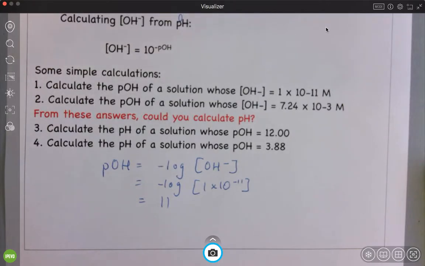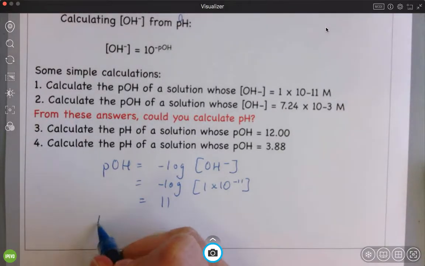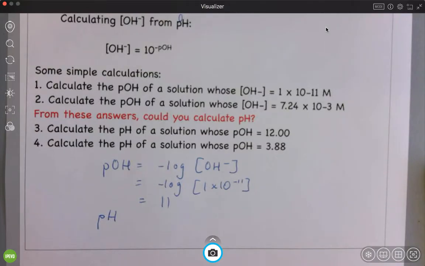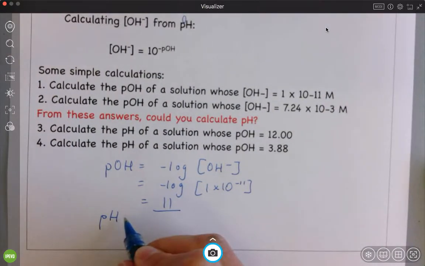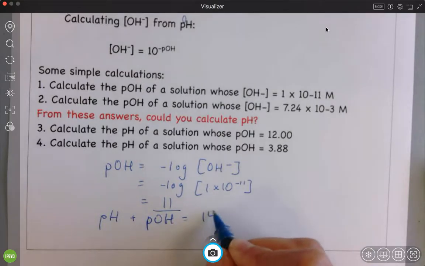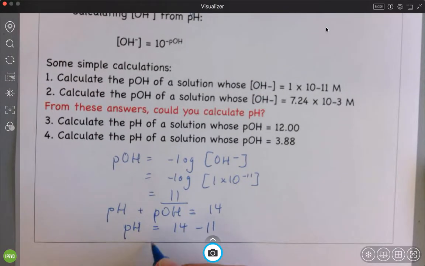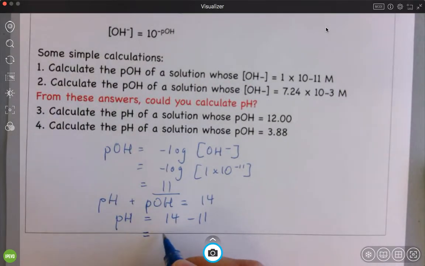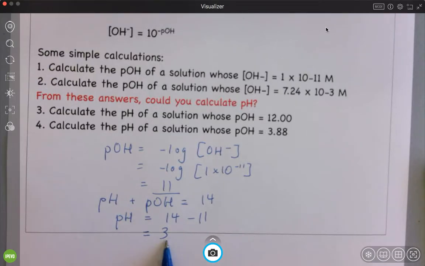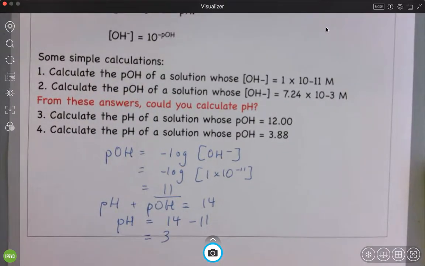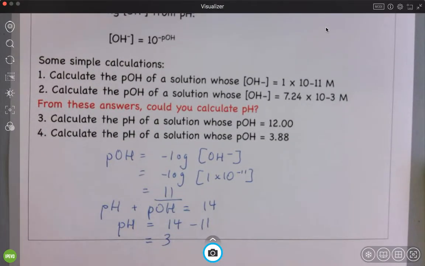Now, let's say we wanted to work out the pH from that particular solution. We would say, well, pH plus pOH is equal to 14. We know that. So pH should be equal to 14 minus 11, which is equal to 3. So the pH of that solution is 3. It's actually an acidic solution, but we've worked that out using pOH instead of pH.